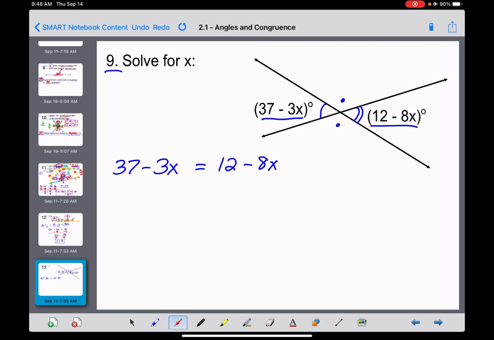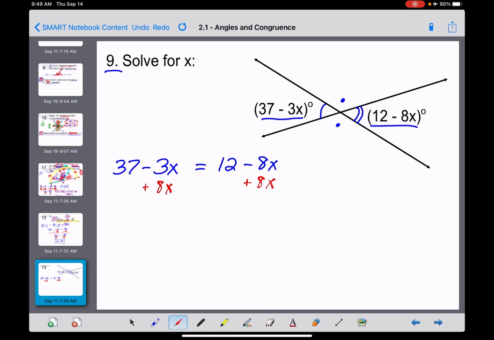So ask yourself now, and be careful, which term is actually smaller? Negative 3x or negative 8x? Negative 8 is the smaller number. Sure, 8 is bigger than 3, but we're talking negatives here, guys. Negative 8 is less than negative 3. So I'm going to add an 8x on both sides of the equation.